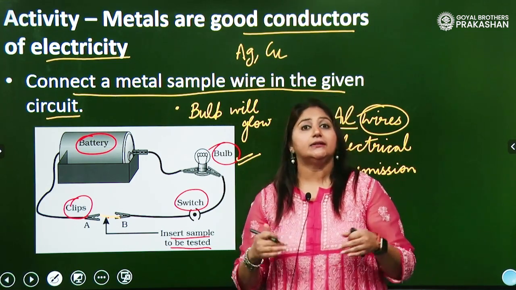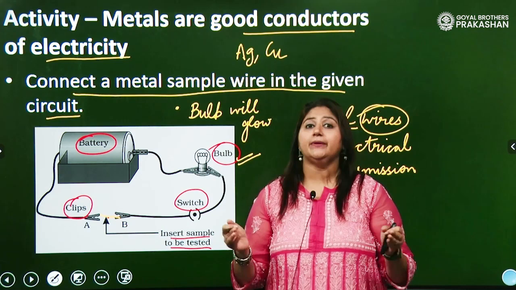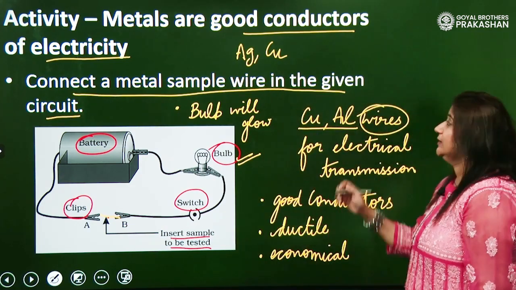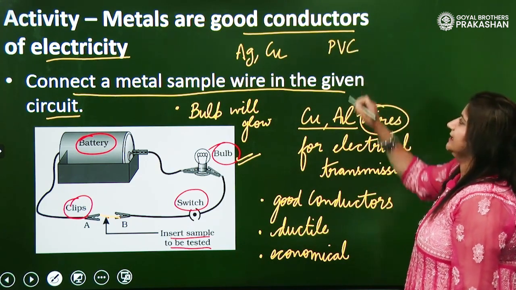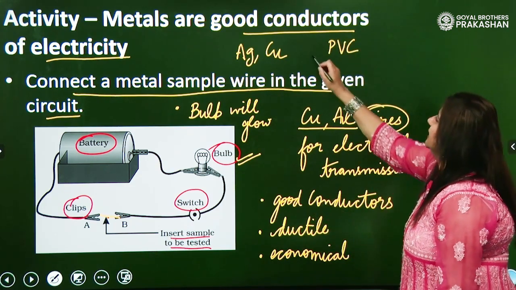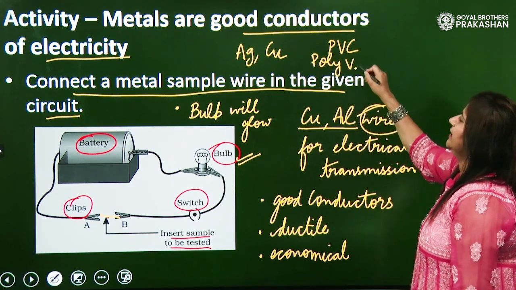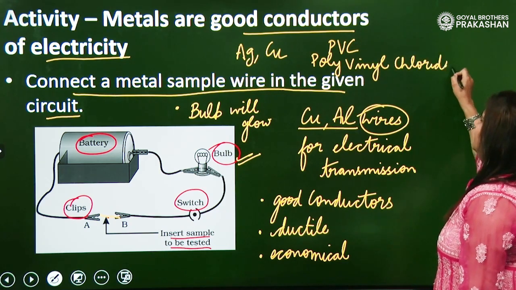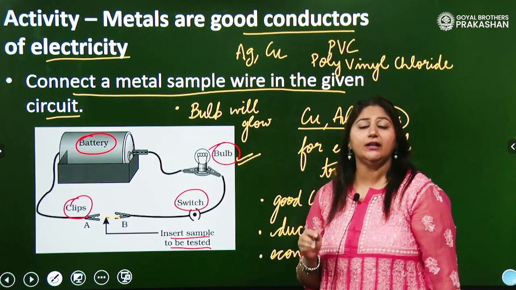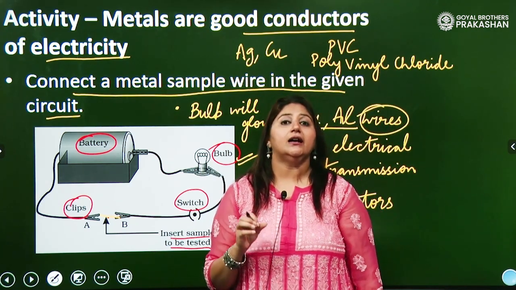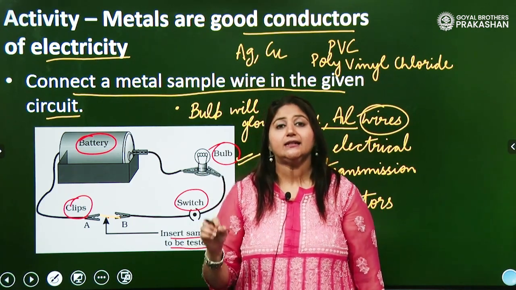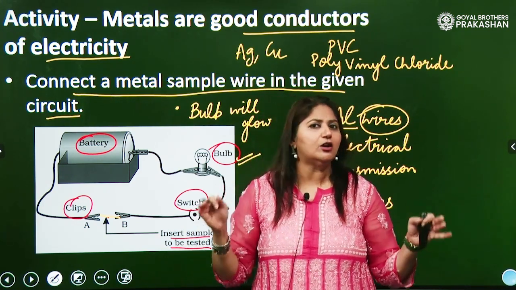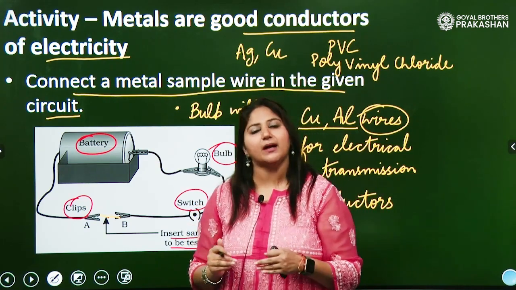This coating is actually helping us to prevent electric shock. How is it possible? Children, the coating is usually made up of PVC. What is the full form of PVC? PVC is polyvinyl chloride. And what is the use of polyvinyl chloride? Polyvinyl chloride coatings are good insulators. Yes, they serve as insulators, that is, they protect us from electric shock. What is the meaning of insulator? That they don't allow electricity to pass through them.